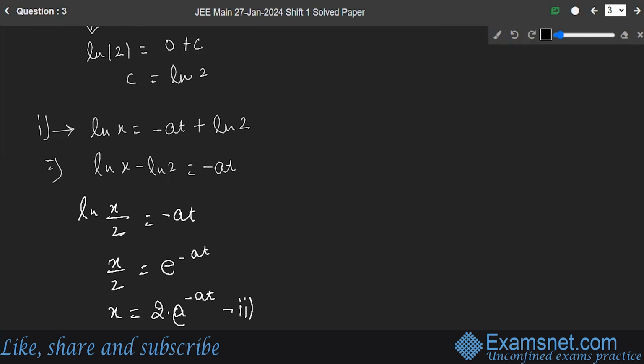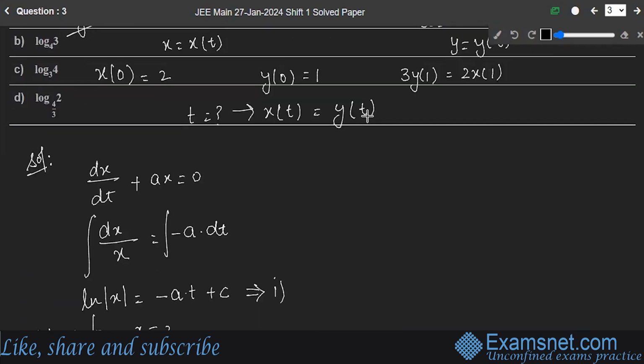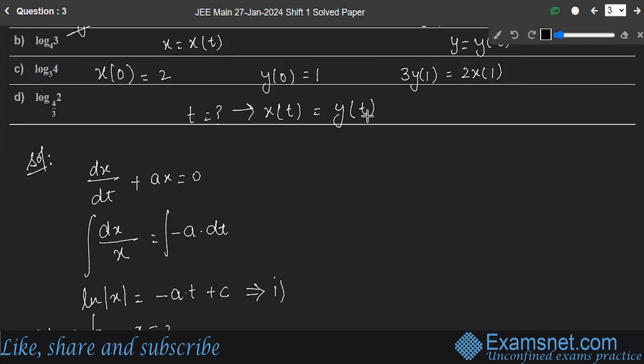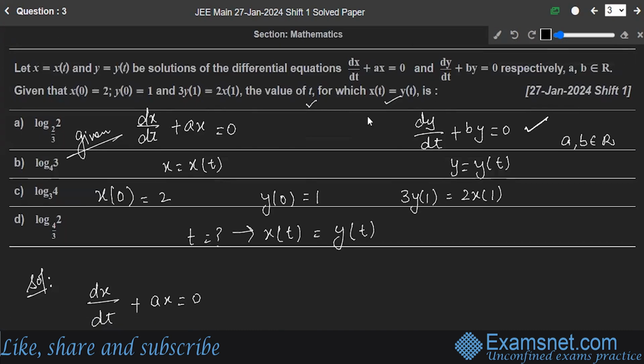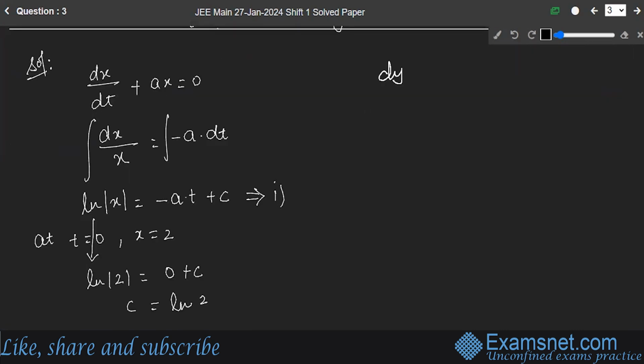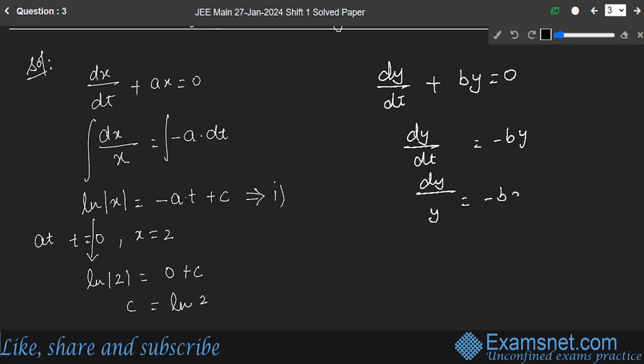Right. Now let's pick up the second one. We are done with the first one. We have got the x function. Now let's go with the second one to get the y function. You have here dy by dt plus by is equal to 0. So you have dy upon dt is equal to minus by, or you have dy by y is equal to minus b dt. Let's integrate again on both the sides.